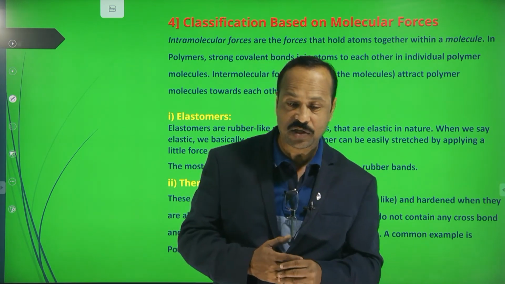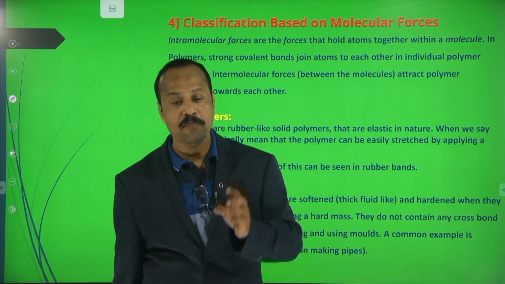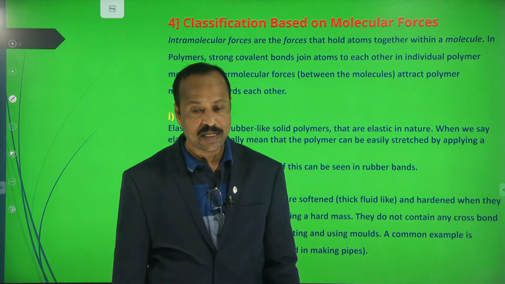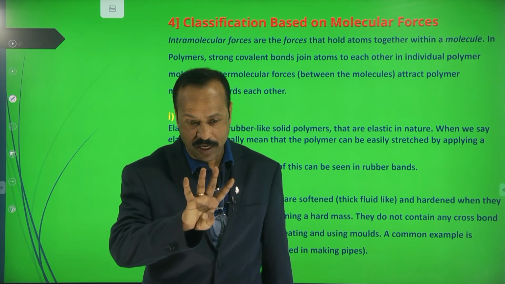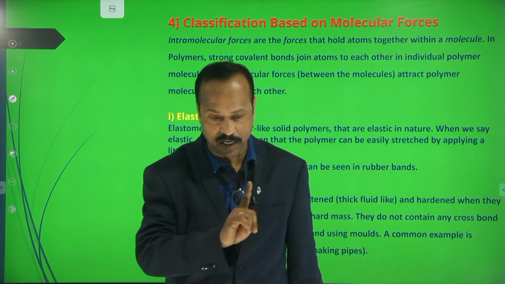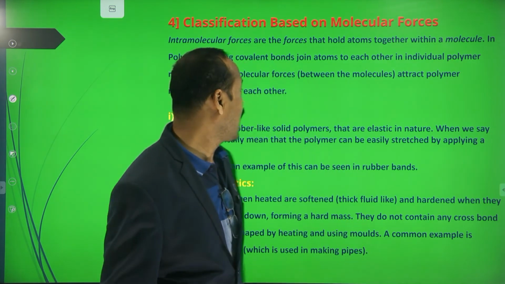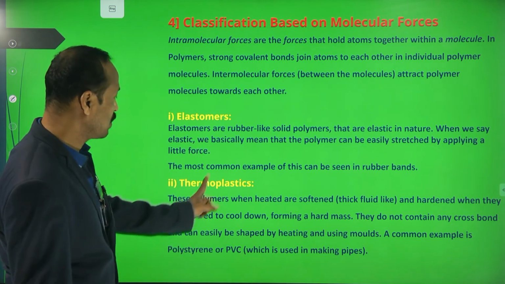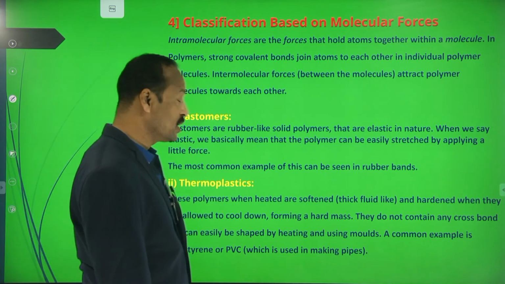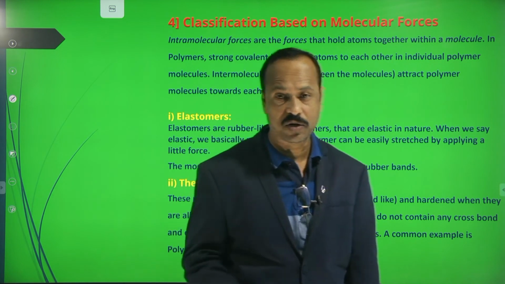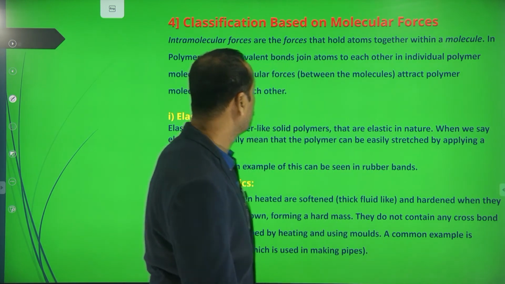So those forces are called the molecular forces, and based on the molecular forces, the polymers are classified into 4 types. So how many types? 4 types. One is called elastomers, second is thermoplastics, third is thermosetting plastics, and fourth is fibers.